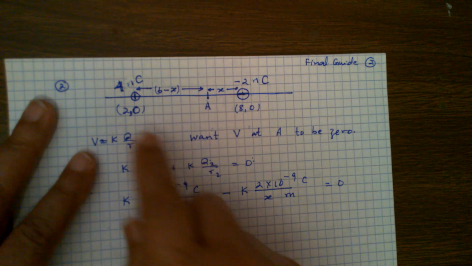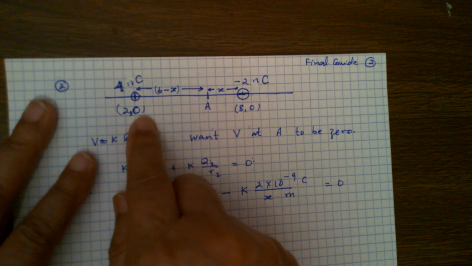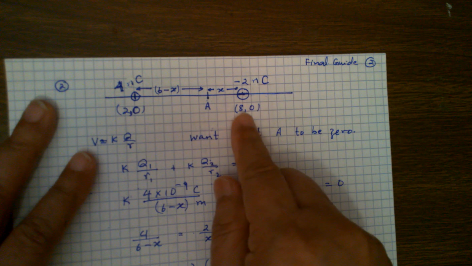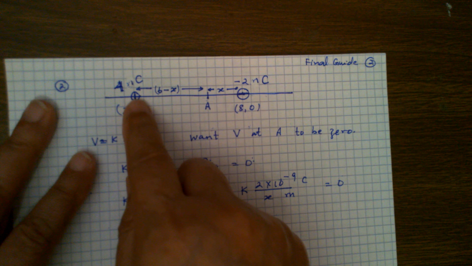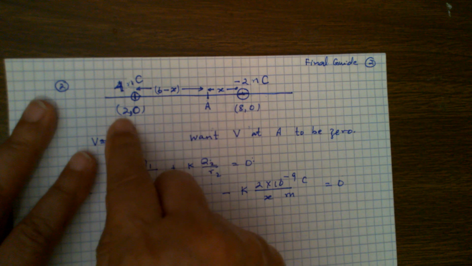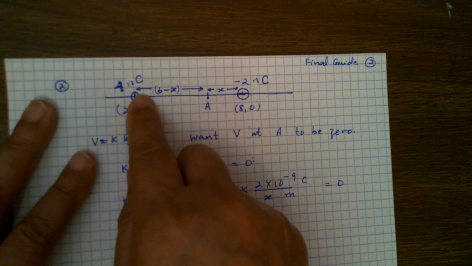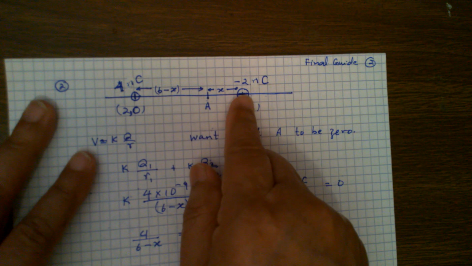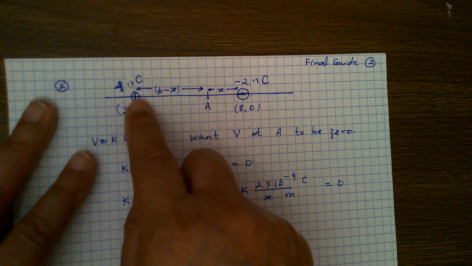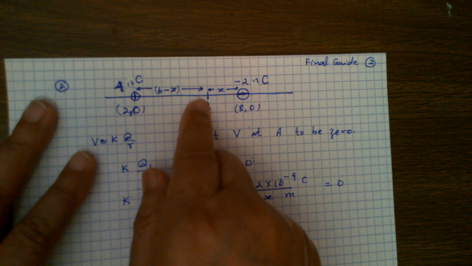Why is that? The x value is 2 here, and the x value is 8 here. So the distance from this point to this point is 8 minus 2, that is 6. So the total distance between the two charges is 6. I call this distance x, so this is 6 minus x.